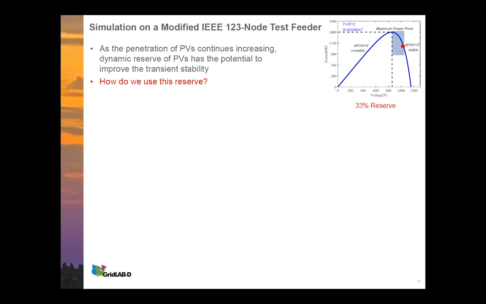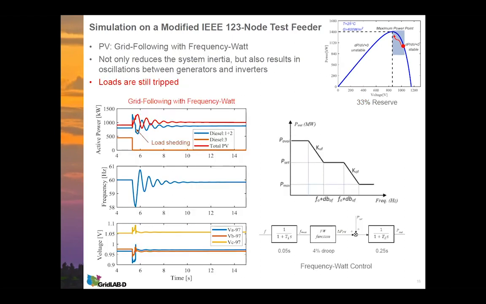But the key question is how do you control the inverter, right? So one method is we still use grid following control, but we add some extra control loops, such as frequency-watt, as shown here. It measures the frequency and changes output power. So it's kind of like a reversed power versus frequency loop. And we model this frequency-watt function in GridLAB-D, and here is the simulation results.